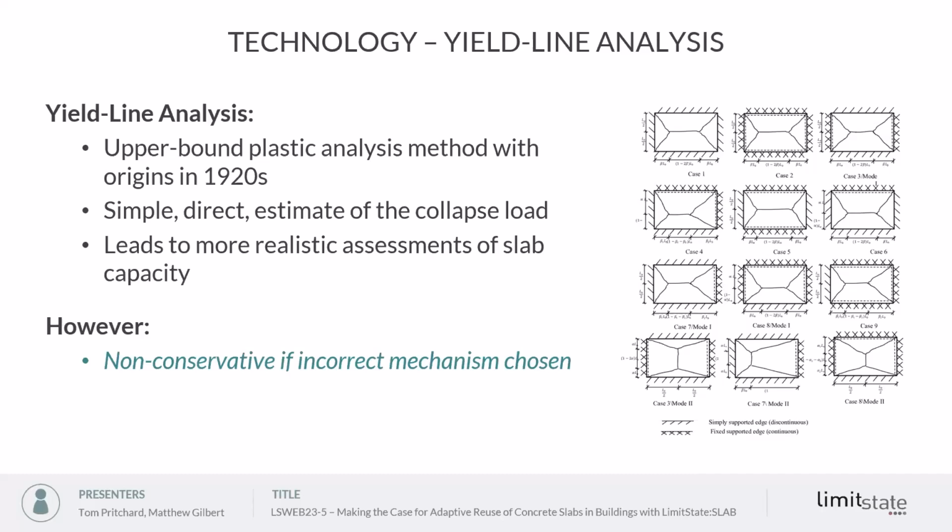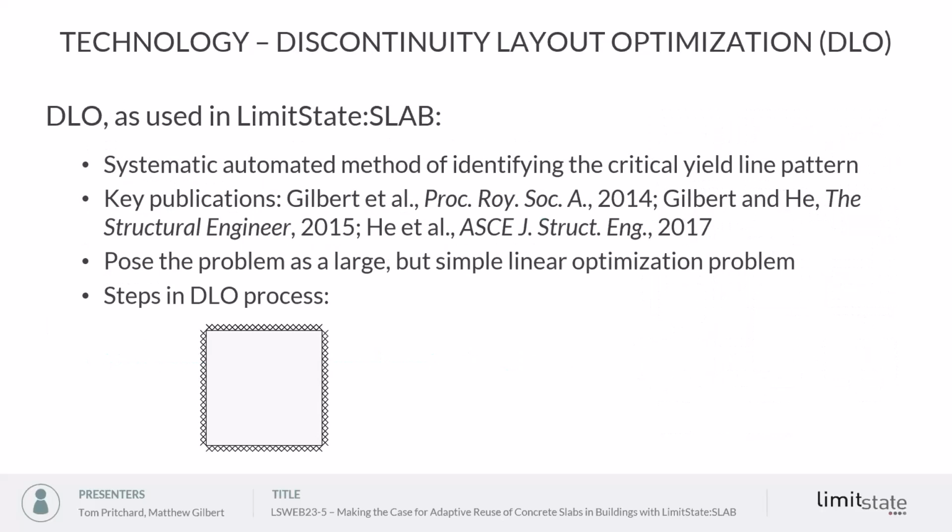The downside of it, however, is that it's non-conservative if you choose the incorrect mechanism. So on the right-hand side of this slide, we've got lots of possible mechanisms for a particular set of scenarios. If we miss the correct one, then we're going to end up overestimating the capacity. And that's where the technology that LimitState SLAB uses comes in, called discontinuity layout optimization, or DLO for short. This is a technology that was developed less than 10 years ago, described in several papers as indicated on the screen. But basically what it does is take the guesswork and the worry out of the yield line method.